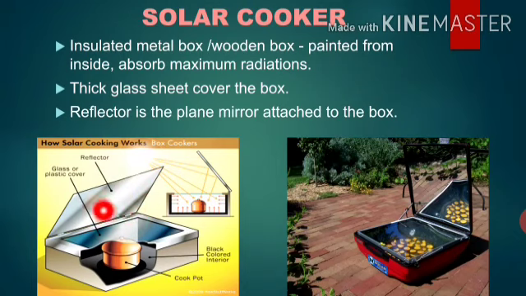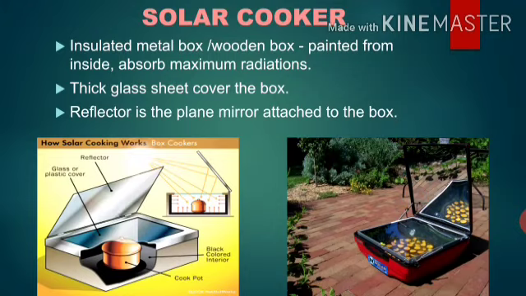Then a thick glass sheet covers the box. Then the glass mirror here, can you see? This glass mirror acts as a reflector. The food is cooked by energy radiated by the sun. The sunlight reaches the mirror, is reflected, and reaches the cooker. So this is the diagrammatic representation of a solar cooker. And this is the manually used solar cooker.